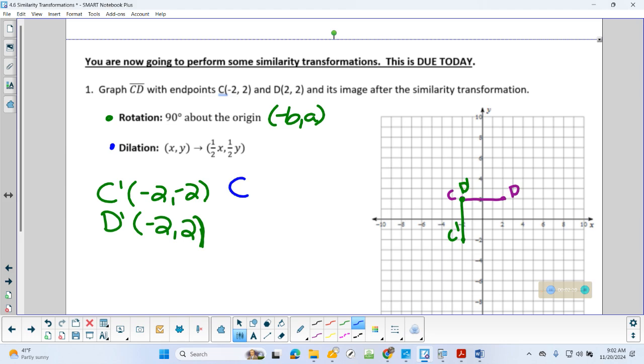So I'm going to make C double prime, D double prime. And I think we don't need a calculator for this. We just have to multiply all of this by 1/2. What's -2 times 1/2? What's half of 2? 1. So -1. Half of that again. Half of -2. Half of 2. Okay, plot it. My segment should be half the size. (-1, -1). C double prime.